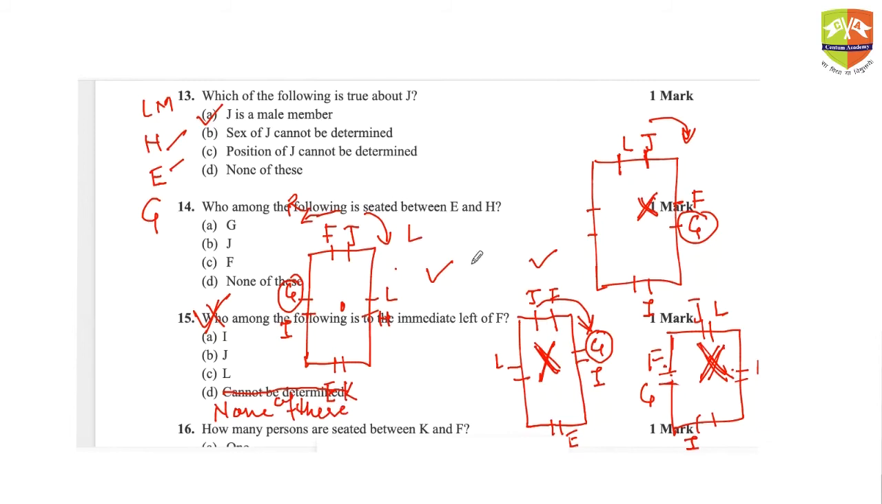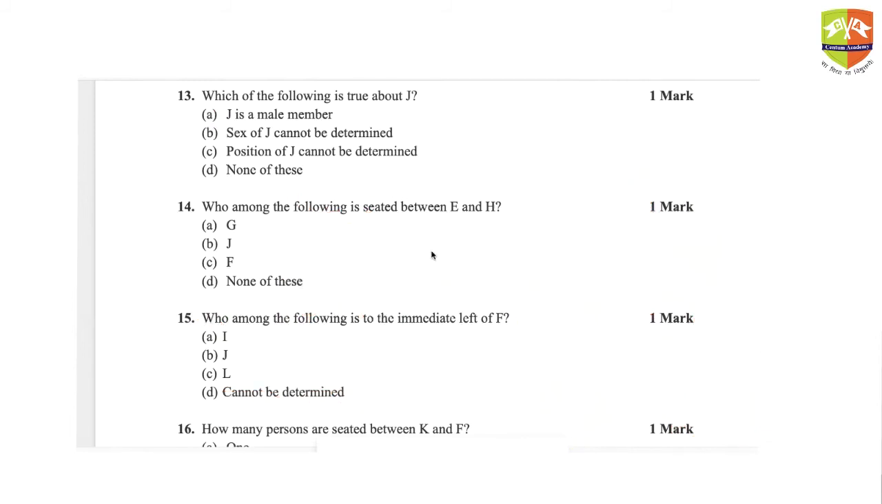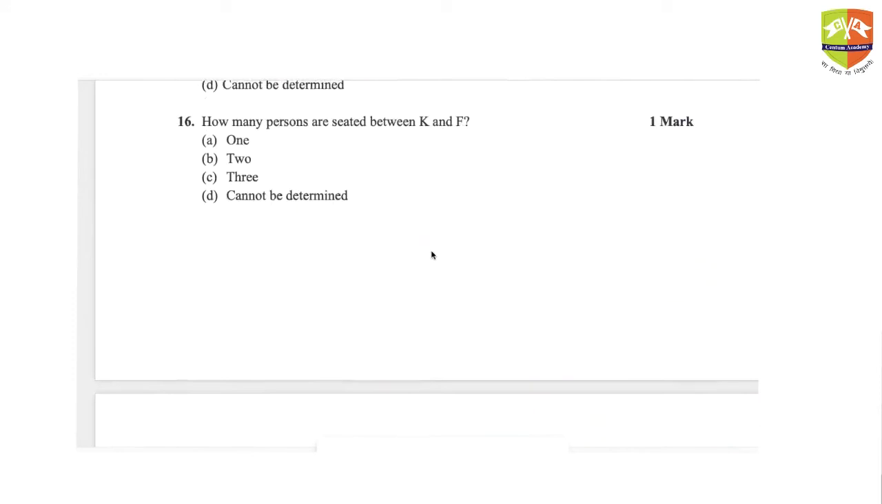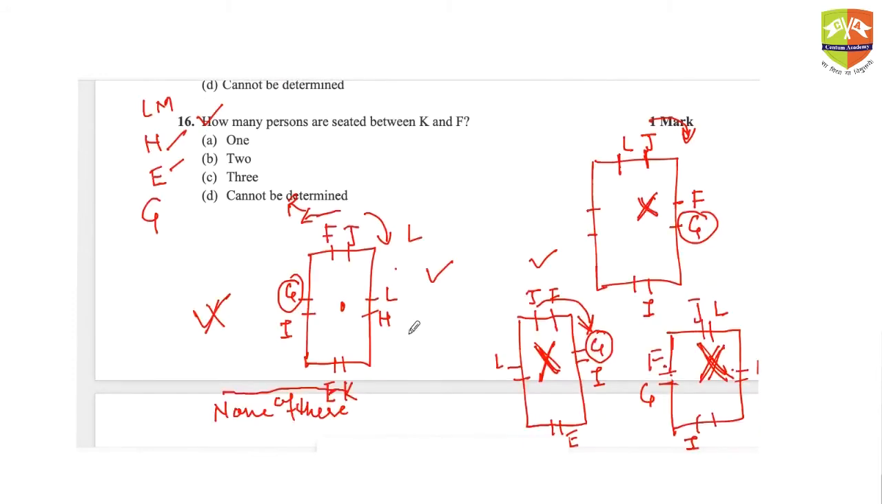Question number 16, what's the answer? Question number 16 is, how many persons are seated between K and F? So K and F, from both sides, three people are seated. So answer here would be three people.